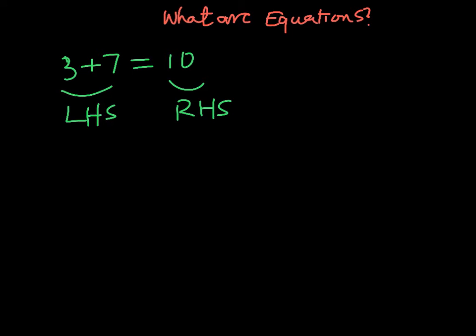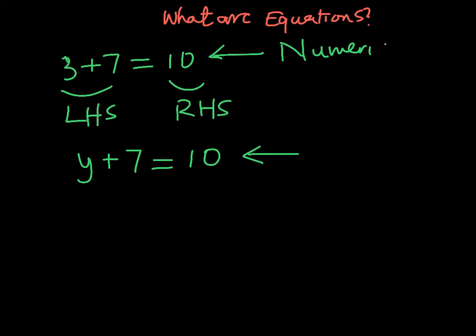What if we represent one of the numbers or one of the quantities on either the left side or the right side with a letter? For example, let's say y plus 7 is equal to 10. What we have succeeded in doing is converting a numeric equation into an algebraic equation. So this is a numeric equation, and this is an algebraic equation.